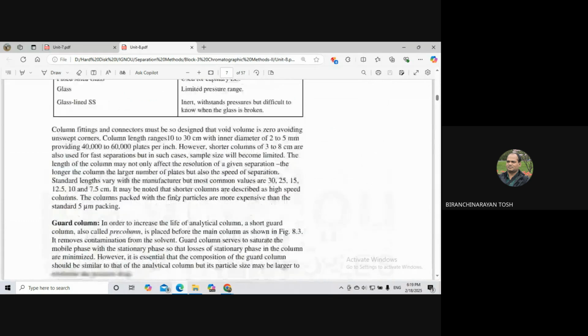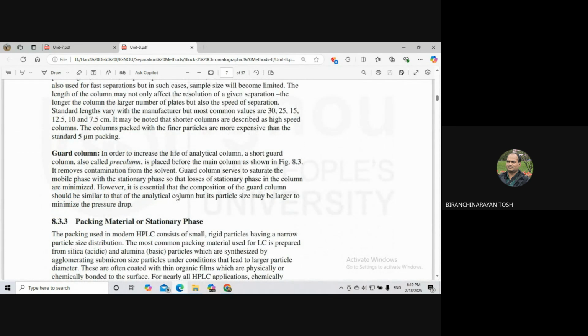Then in the column we have the guard column. In order to increase the life of the analytical column, a short guard column, also known as a pre-column, is placed before the main column, as already shown in the instrumentation. It removes contamination from the solvent. The guard column serves to saturate the mobile phase with the stationary phase so that losses of stationary phase in the column are minimized. However, it is essential that the composition of the guard column be similar to that of the analytical column, but its particle size may not be larger, to minimize the pressure drop.